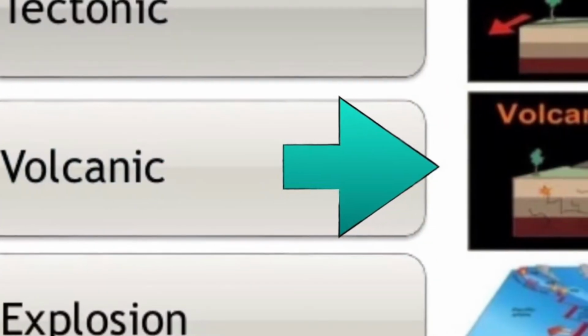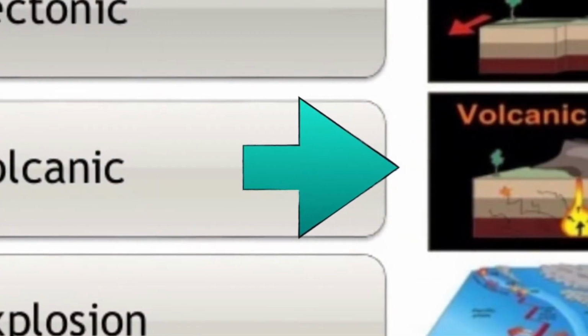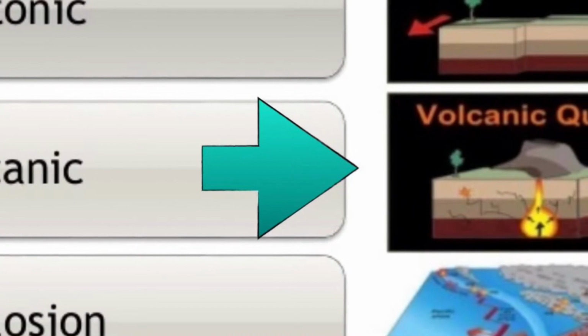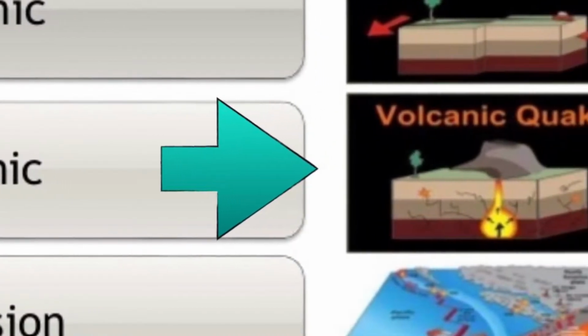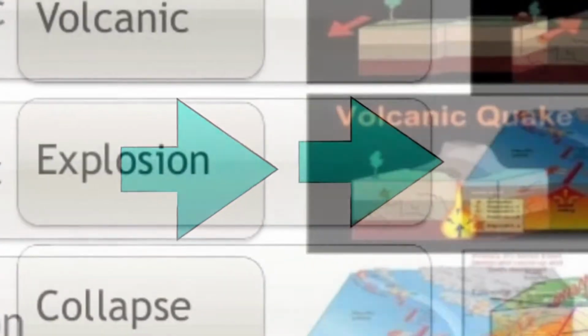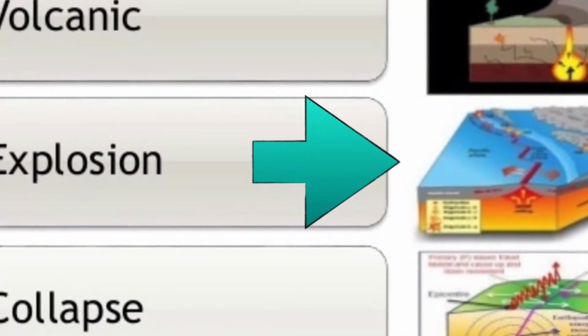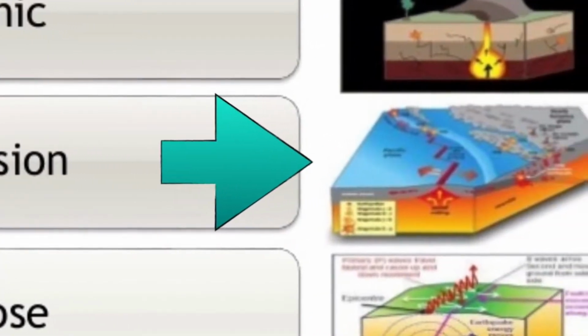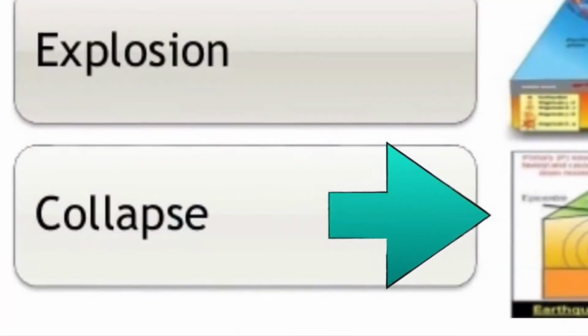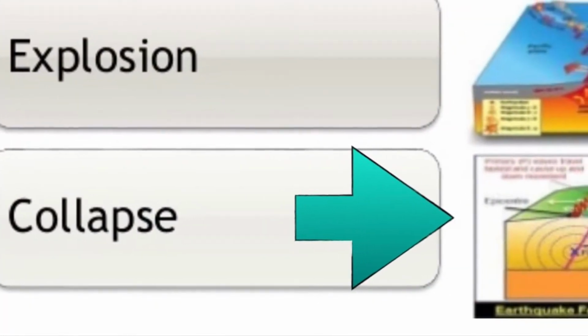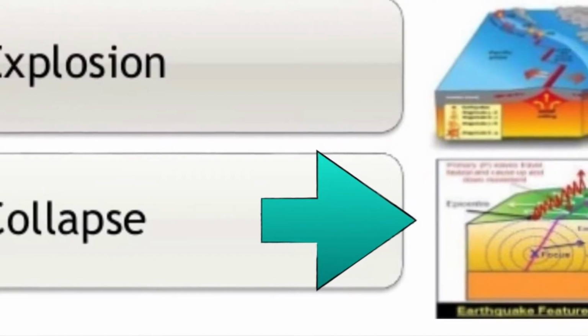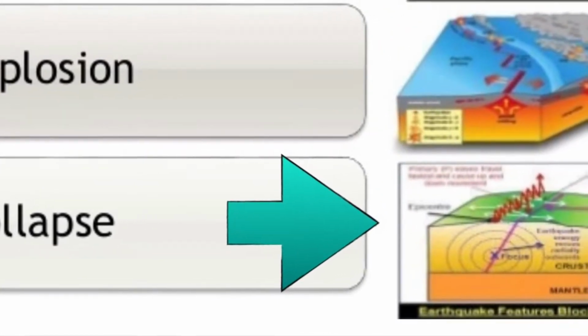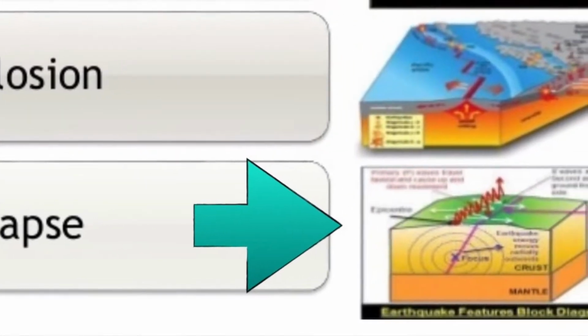A volcanic earthquake is any earthquake that is caused by tectonic forces which occur in conjunction with volcanic activity. An explosion earthquake is an earthquake that is the result of the detonation of a nuclear and/or chemical device. And finally, collapse earthquakes are small earthquakes in underground caverns and mines caused by seismic waves produced from the explosion of rocks on the surface.